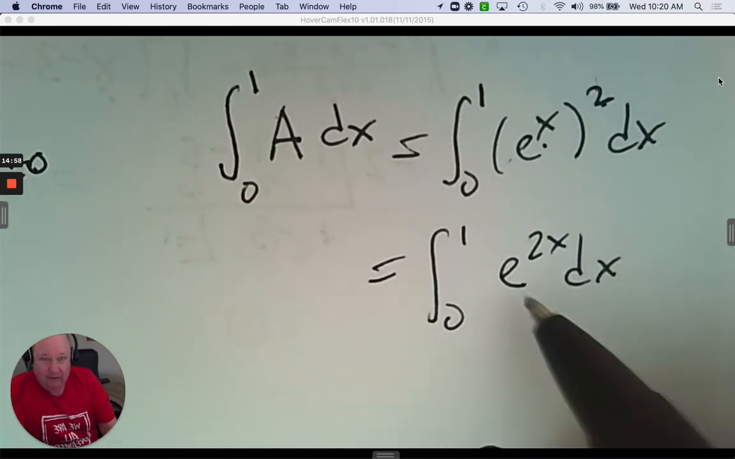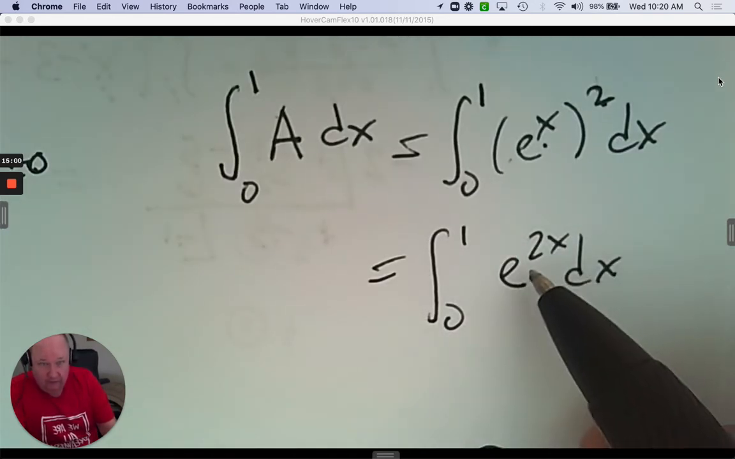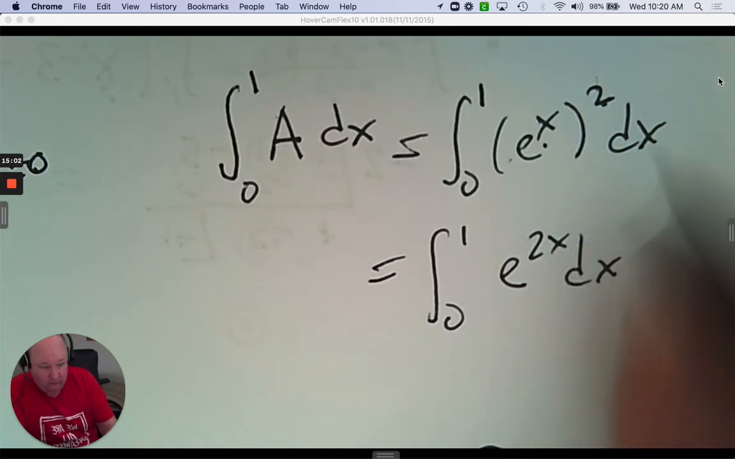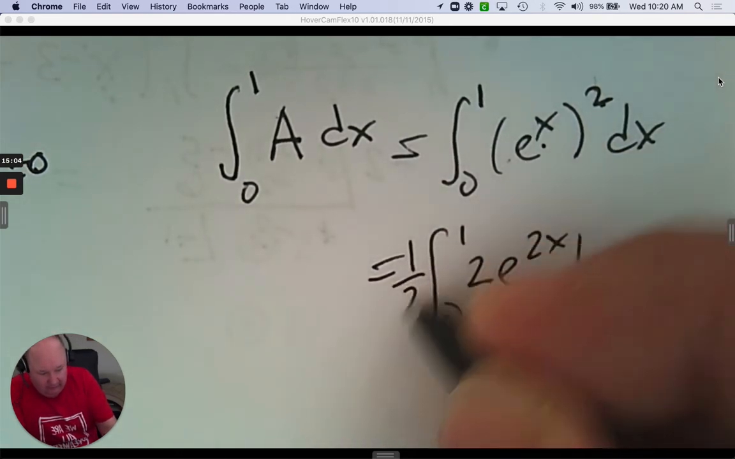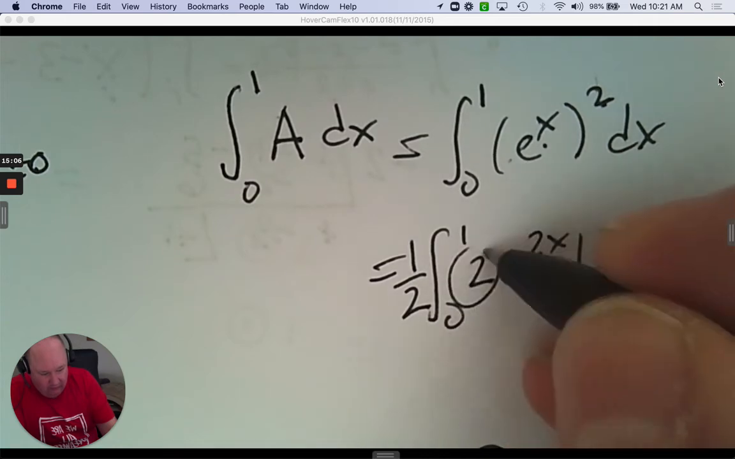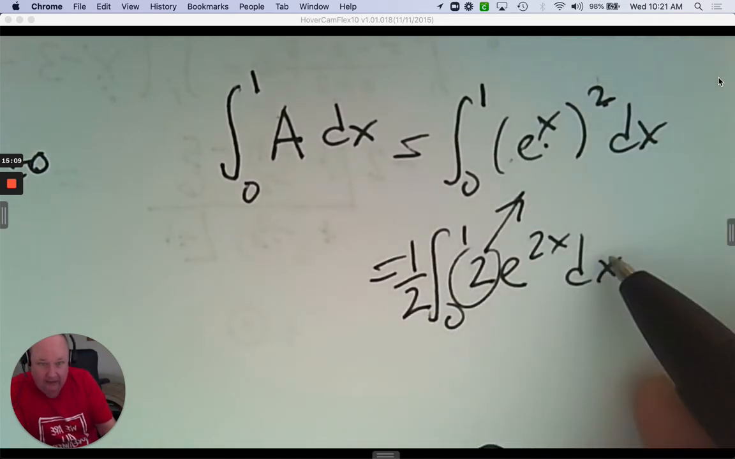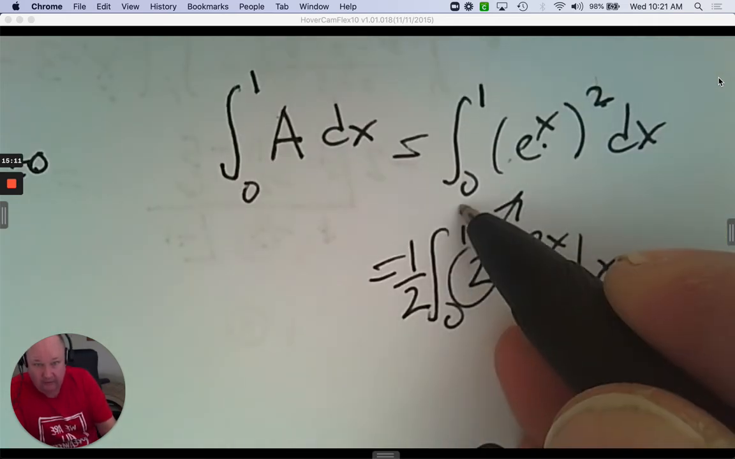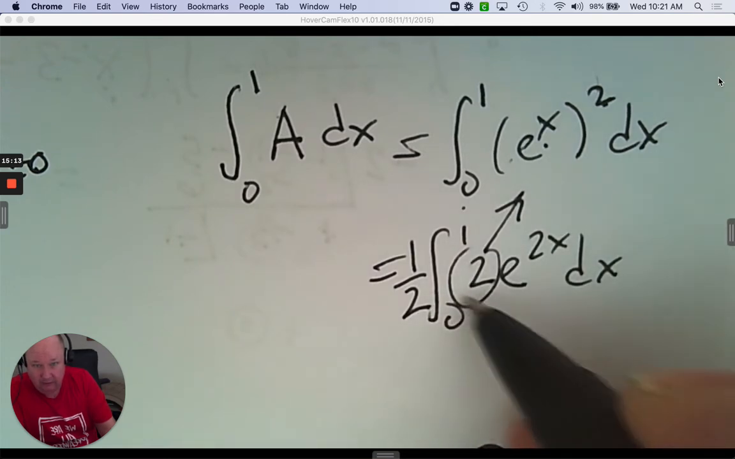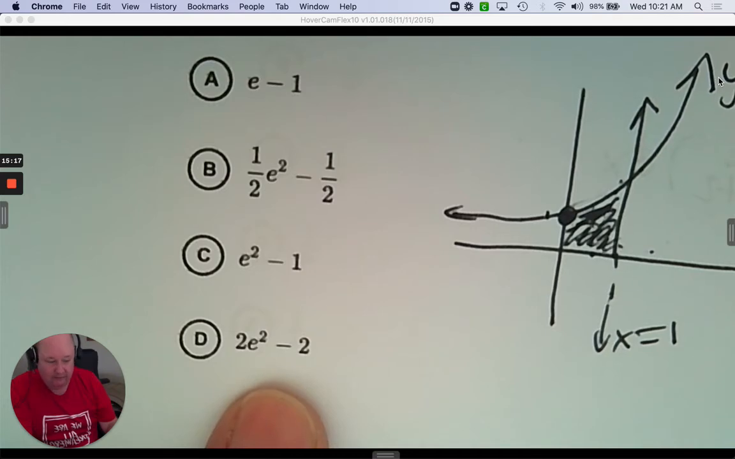And now the next step is to integrate this. So the derivative of 2x is 2, so it needs 1/2. And then you can unhook this. So then do the antiderivative. You plug in 1, subtract, plug in 0, simplify it, and then find the answer that would match after that.